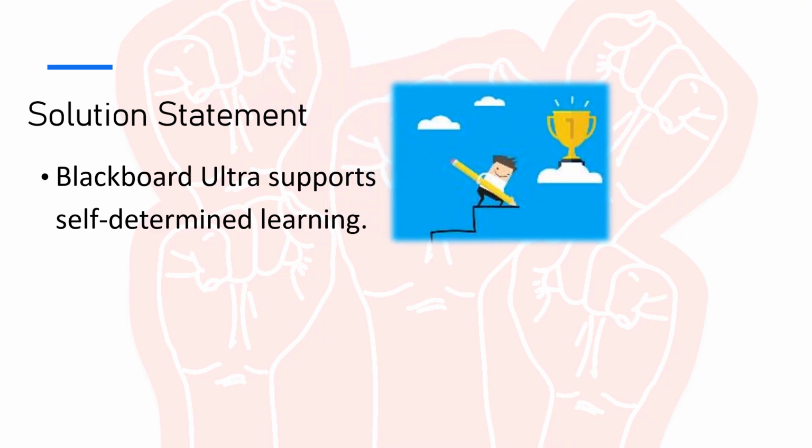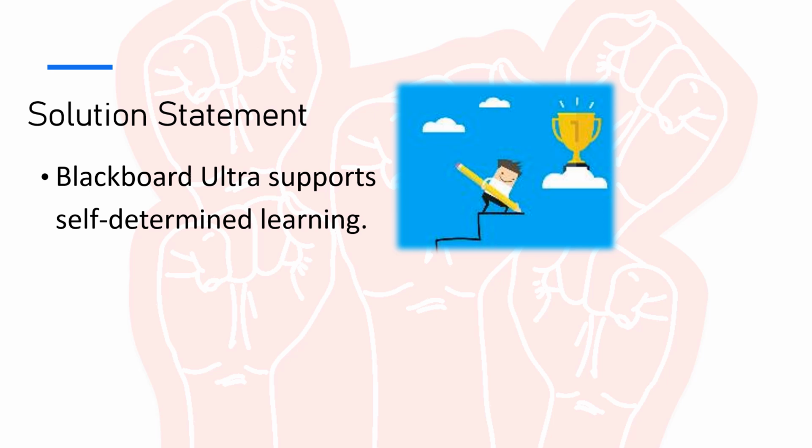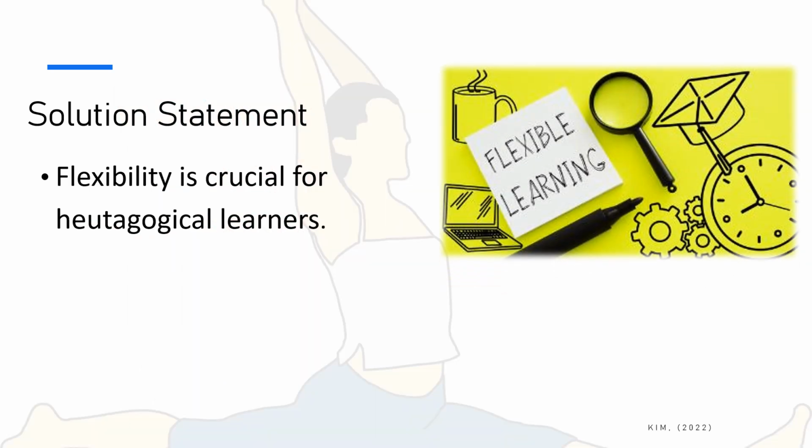Blackboard Ultra supports self-determined learning by enabling students to customize their learning paths and access a diverse array of resources. Kim states that this flexibility is crucial for pedagogical learners as it allows them to engage with the material in a manner that suits their individual needs and interests.